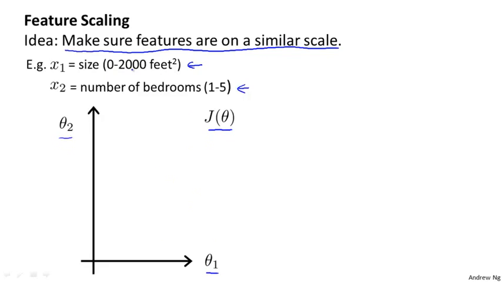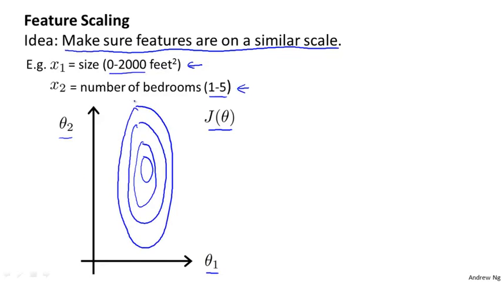But if x1 can take on a much larger range of values than x2, it turns out that the contours of the cost function J of theta can take on a very, very skewed elliptical shape. With a 2000 to 5 ratio, it can be even more skewed. So these very tall, skinny ellipses, or very tall skinny ovals, can form the contours of the cost function J of theta.